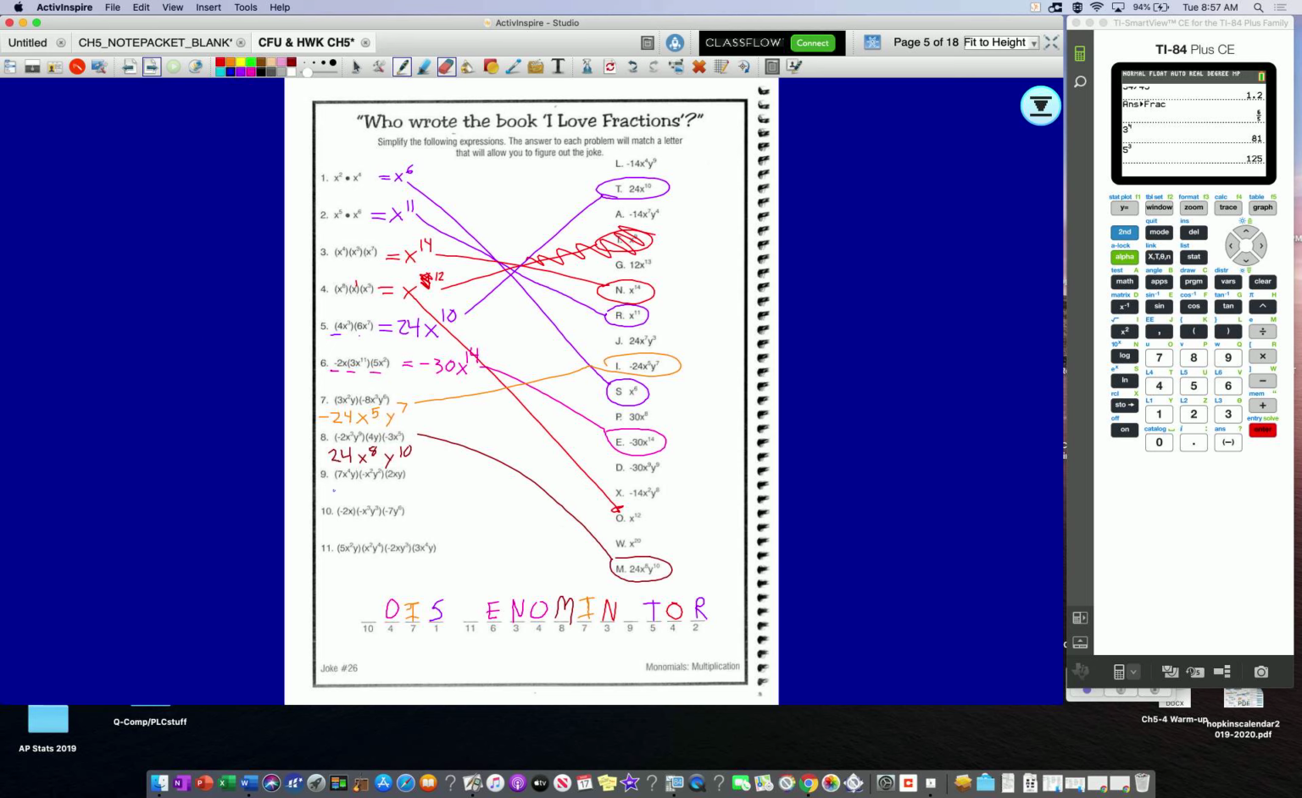All right, next one: 7 times -1 times 2. That negative is going to cause it to be a little tricky, but that's -14. X to the 4th, add these exponents: 4 plus 2 plus 1 makes x to the 7th. And then y, we got 3, 4, y to the 4th.